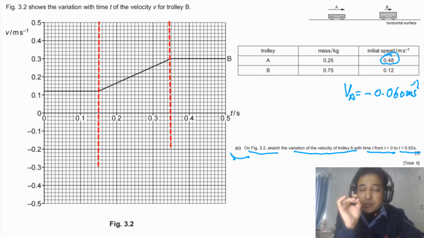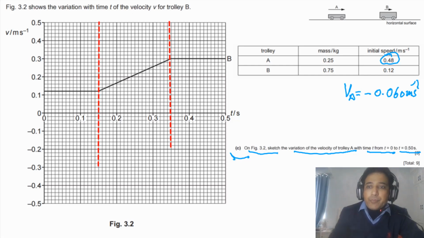You also need to understand why velocity will be constant, because there is no net external force acting on the system when these two bodies are away from each other along the horizontal. So that's the reason velocity needs to remain constant. And in this interval, when they collide with each other, the velocity is changing because there is a net external force on the trolleys. So how can we sketch?